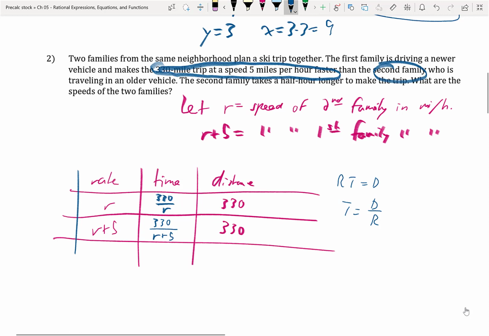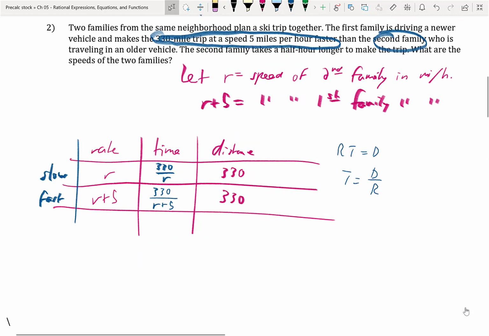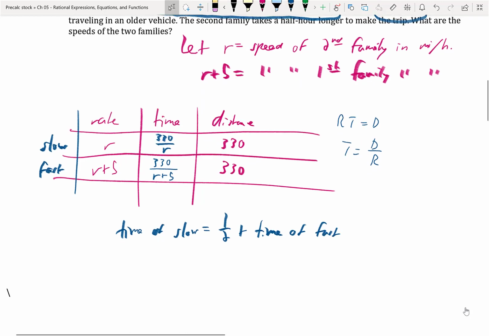And this is the speed of the fast family, and this is the speed of the, oh no, sorry, this is the slow family, and this is the fast family. So then it says the second family takes a half hour longer. So that means the time of the slow family, I'm going to write this down, time of slow equals a half hour longer plus the time of the fast family. Well, I'm going to use that to build the equation.